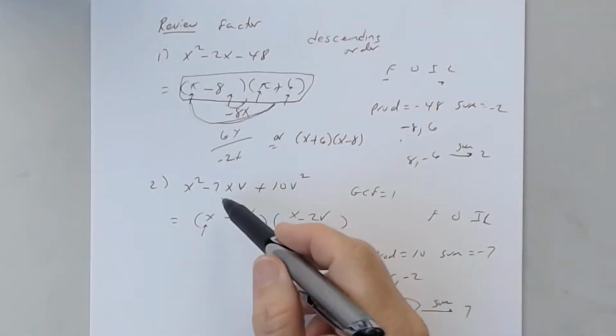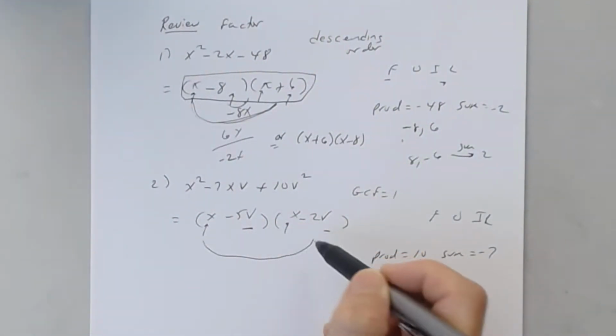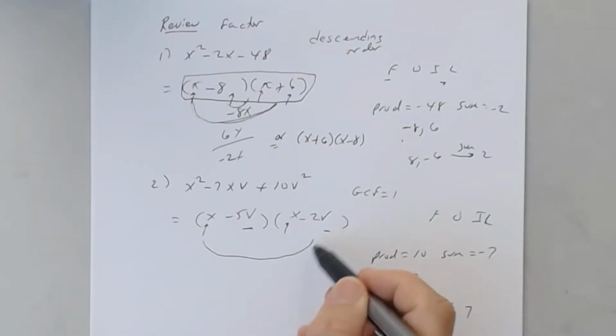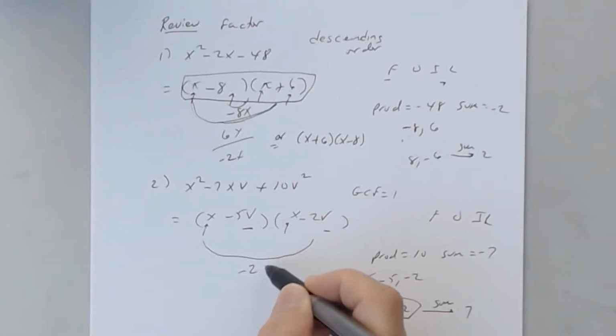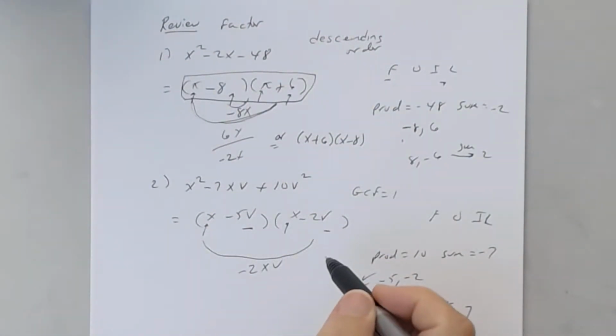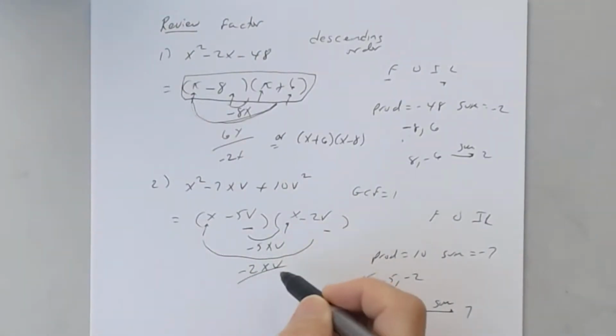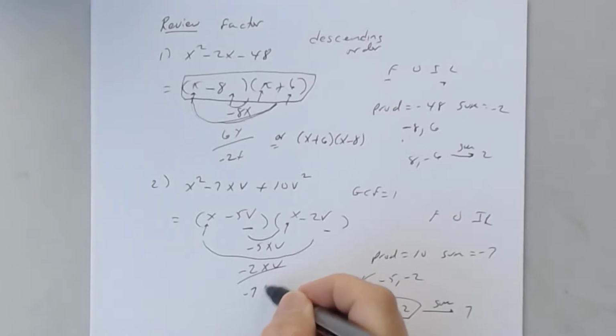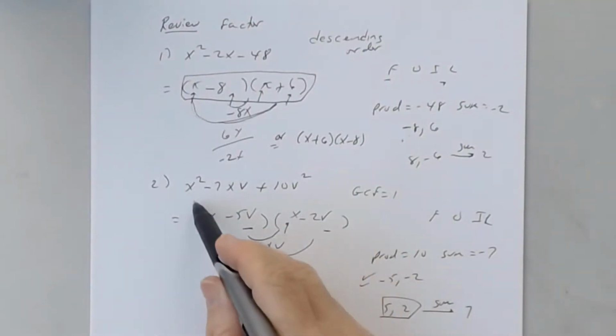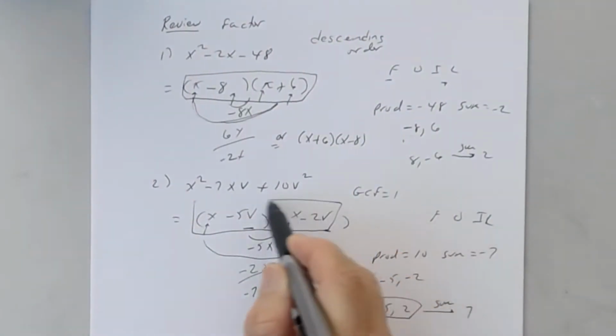All right, now let's check the outer and the inner. What's the outer? Put in alphabetical order. What's the outer? Negative 2xv, alphabetical order. What's the inner? When I add them up, what do I get? Which is what you wanted. So there's your answer. Okay? All right, number 3.